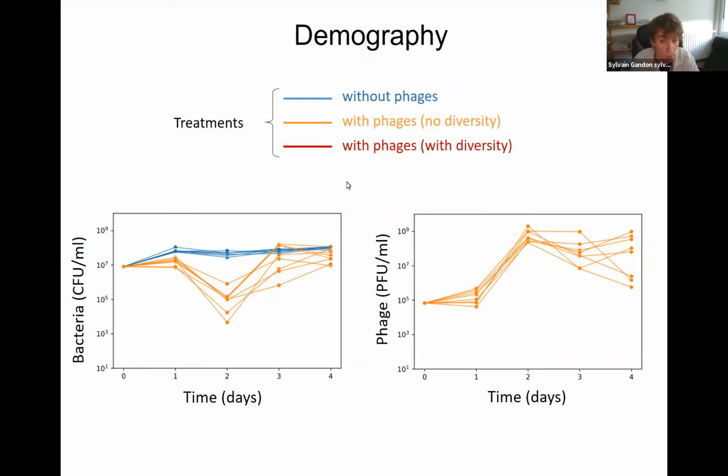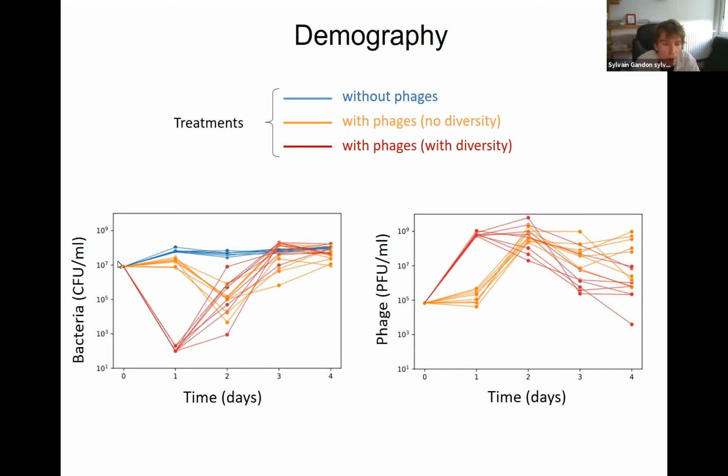In contrast, when we used the diverse phage population, we saw that there was a huge impact on the density by day 1. Indeed, as I explained earlier, in this treatment all the bacteria are targeted by at least one phage in this mixture. This allows the phage population collectively to create a massive epidemic, which we see when we plot the phage density, and which leads to a drastic reduction of bacterial density.